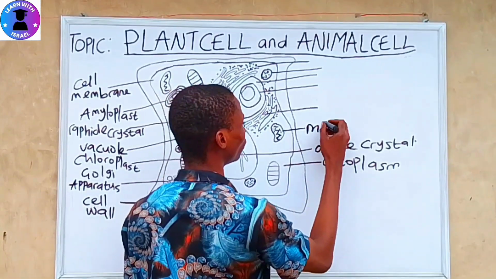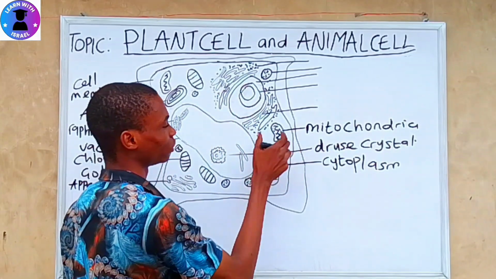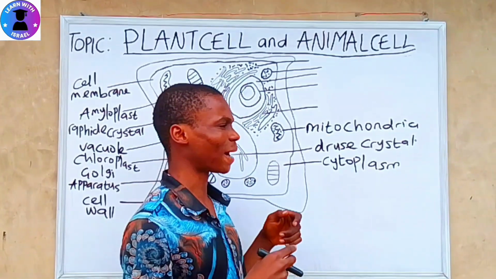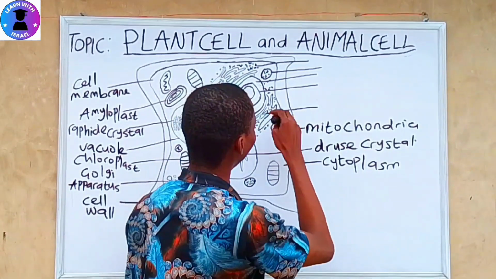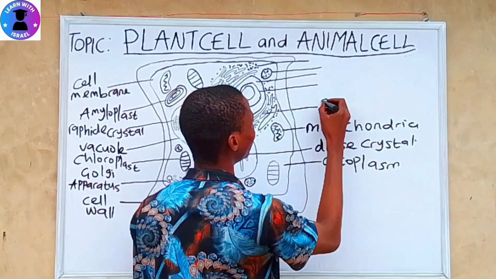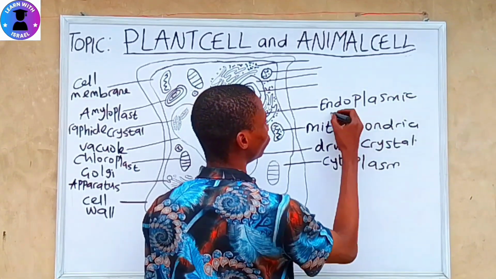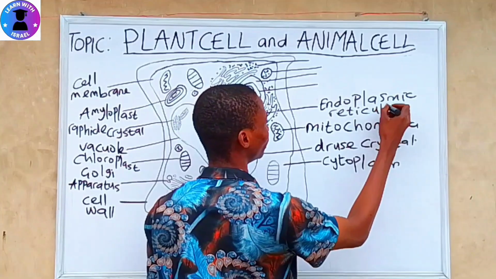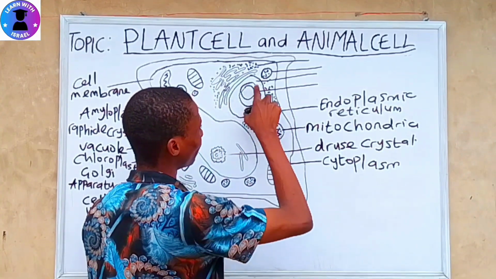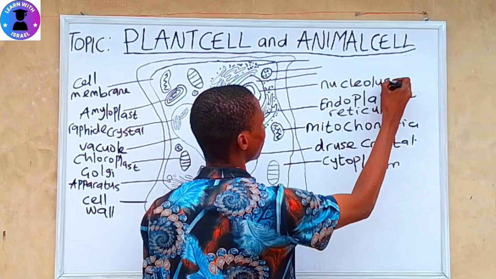This is the mitochondria, and what it does is that it functions as the powerhouse of the cell. It's the one that powers the cell. And this part is the endoplasmic reticulum. While this part side here is the nucleolus.